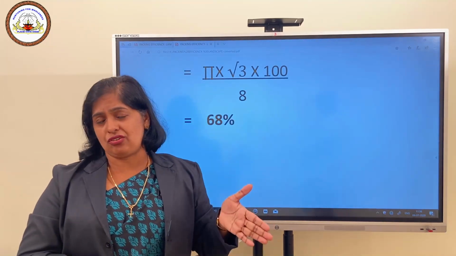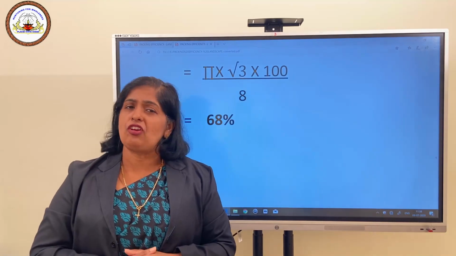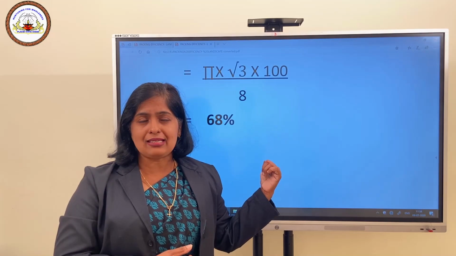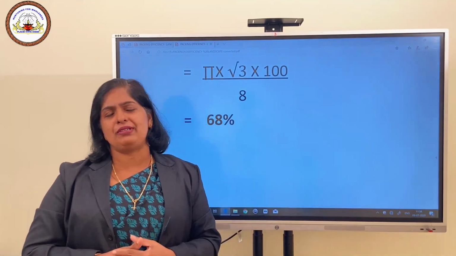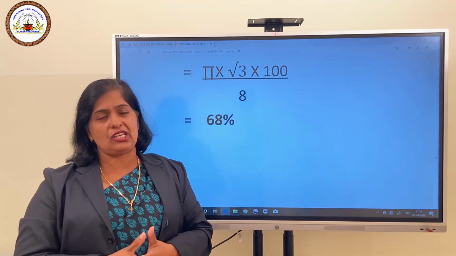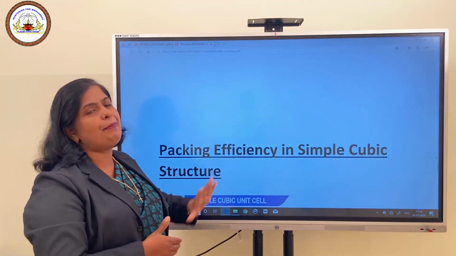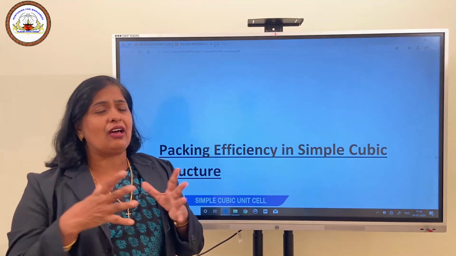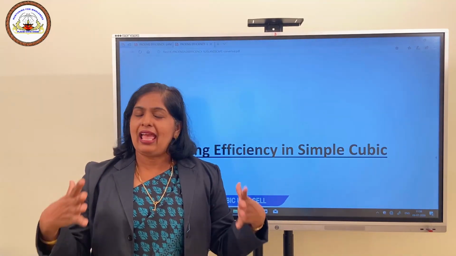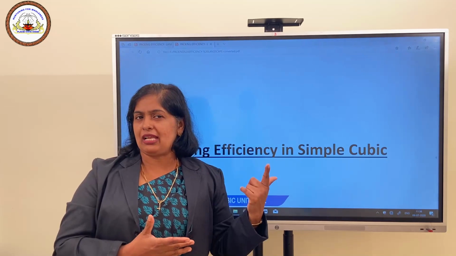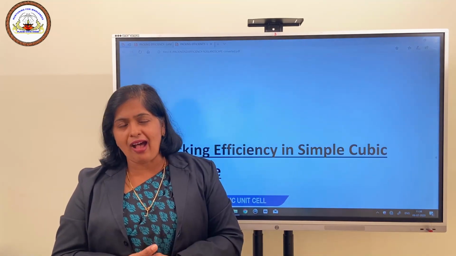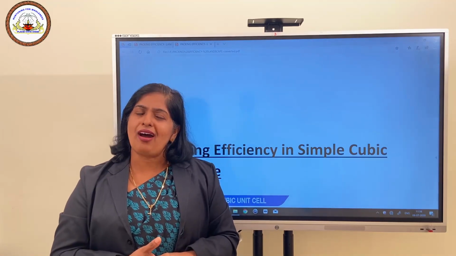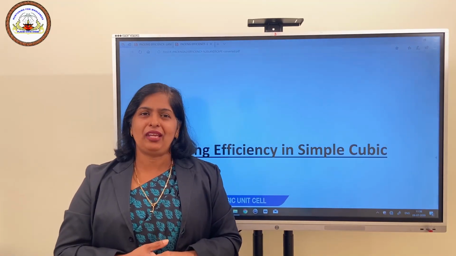So this derivation of the packing efficiency of the body-centered cubic structure is also important, and we found that it is 68% and the empty space percentage is 32%. Here also you have to remember one thing, the relation between edge length and radius of the atom. Edge length is a, radius of the atom is r. A in BCC is equal to 4r by root 3.